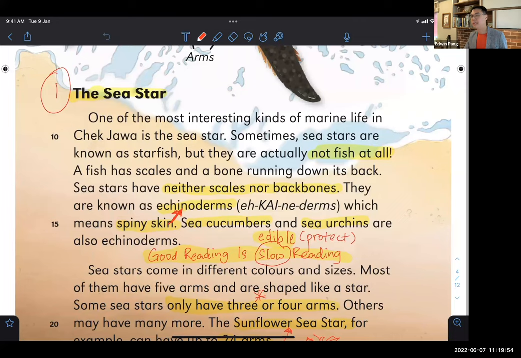Shalina, please don't get distracted. If I see you getting distracted again, I will eject you from this meeting. Thank you very much. Okay, I need everybody to be fully attentive. Okay, Rishana, go ahead. Tell me, what's an echinoderm? Spiny skin. Okay, so it's a creature with a spiny skin, right?